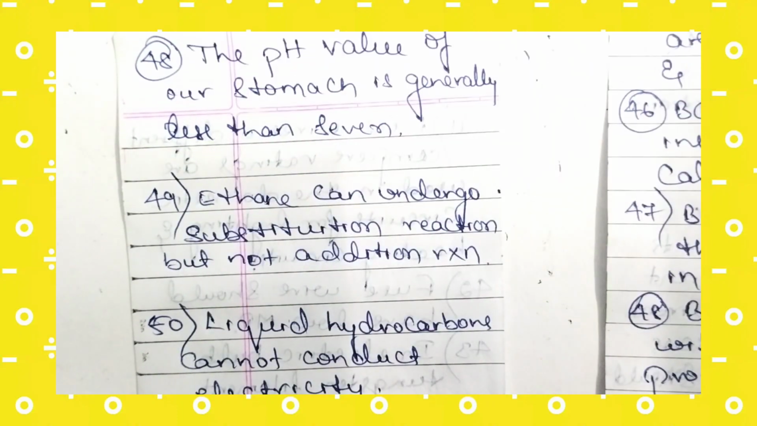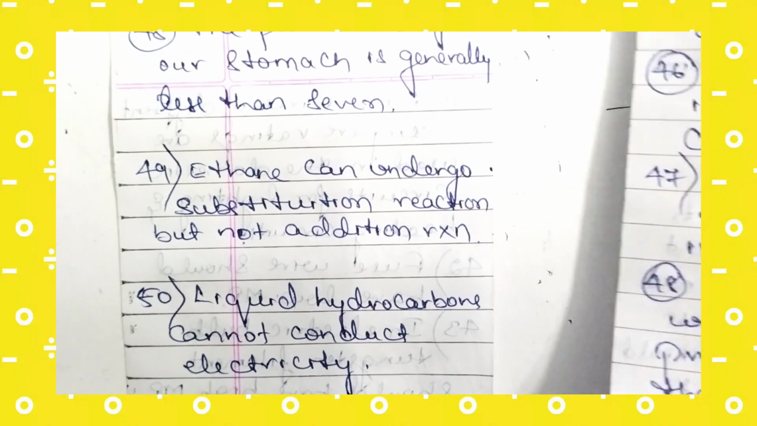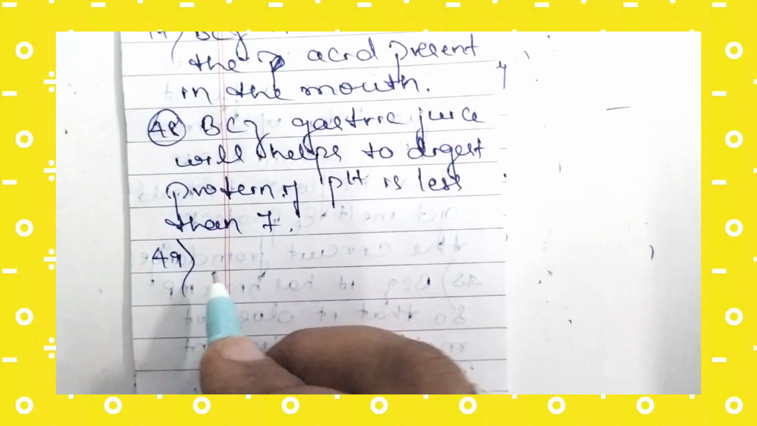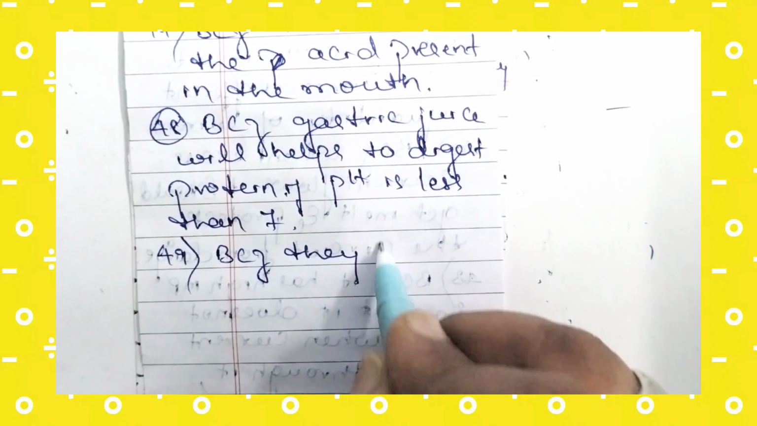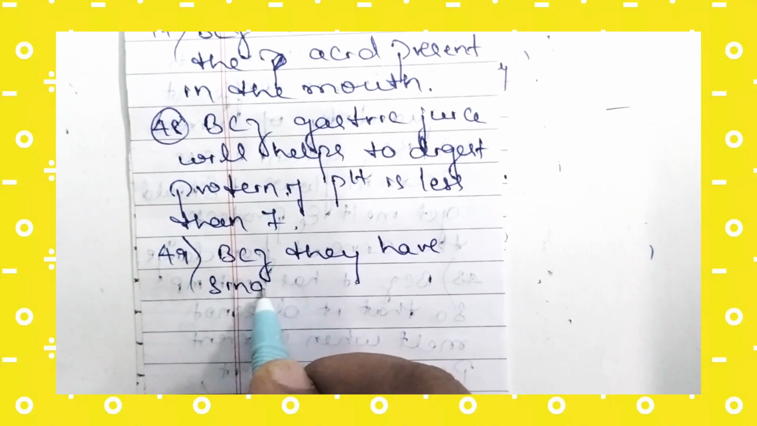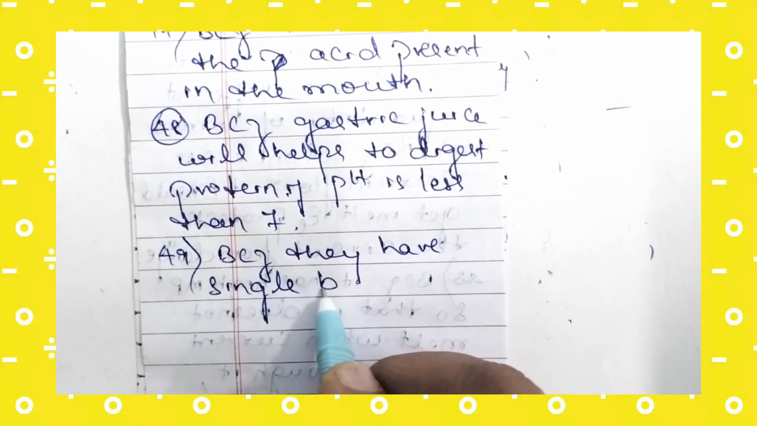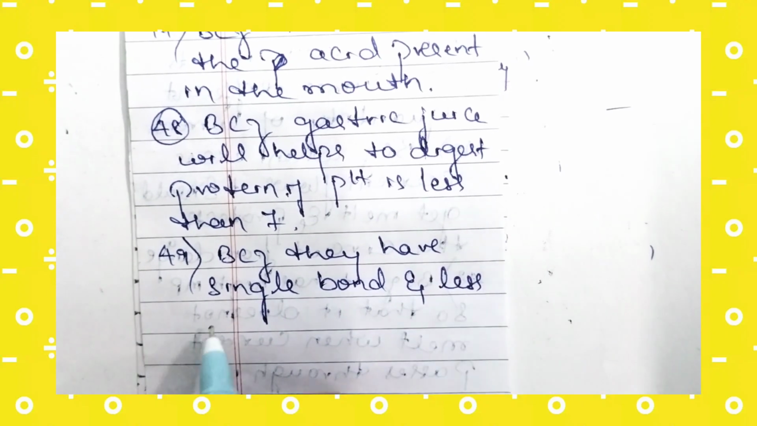Now let us move for question number 49. So 49th question, ethane can undergo substitution reaction but not a addition reaction because they have single bond and less reactive.